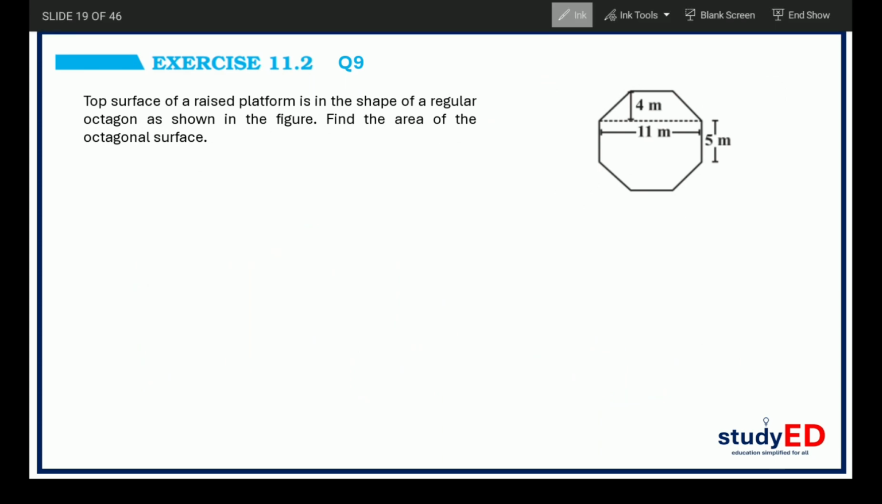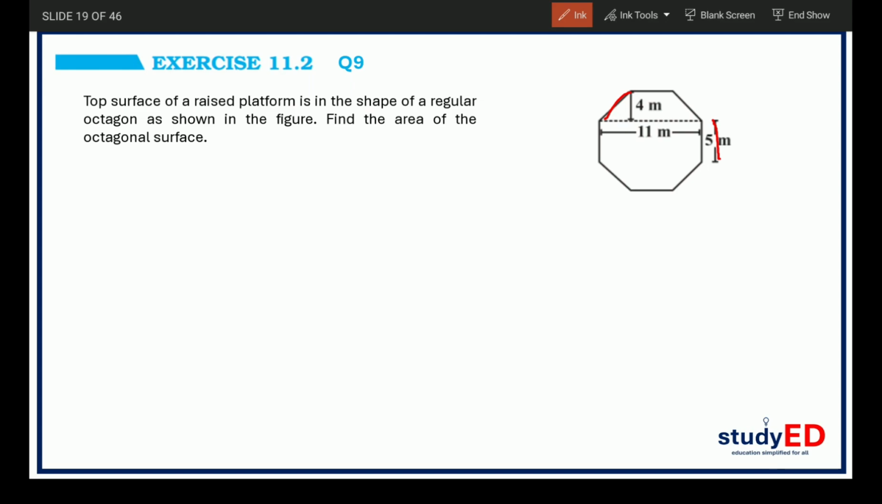Top surface of a raised platform is in the shape of a regular octagon as shown in the figure. Find the area of the octagonal surface. Now this is going to be very easy. As we know, regular figures, they all have equal sides. So all of these sides are going to be 5 meters as noted in the figure. Now find the area of the octagonal surface.